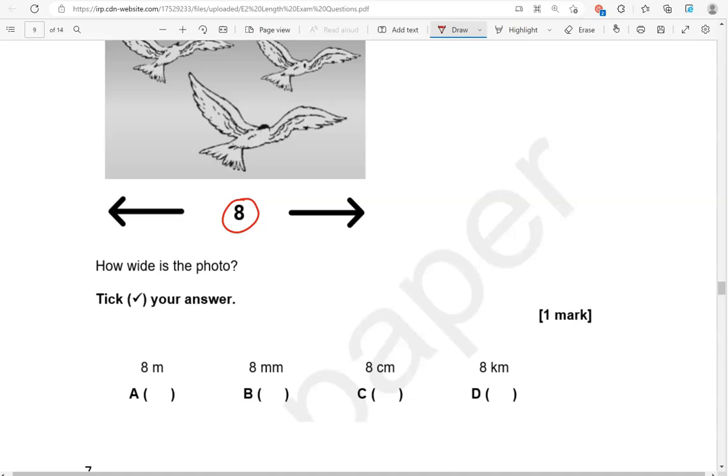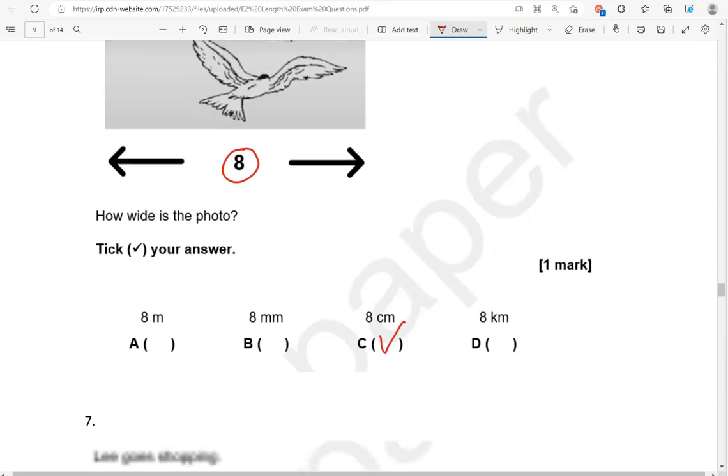8 millimeters, that would be too small to even see. That's about the width of a finger. 8 centimeters, that makes more sense. So that would be correct. 8 kilometers. Kilometers are the units we use to measure distance, so that would be very, very long and impossible to print. So C is the only correct option.